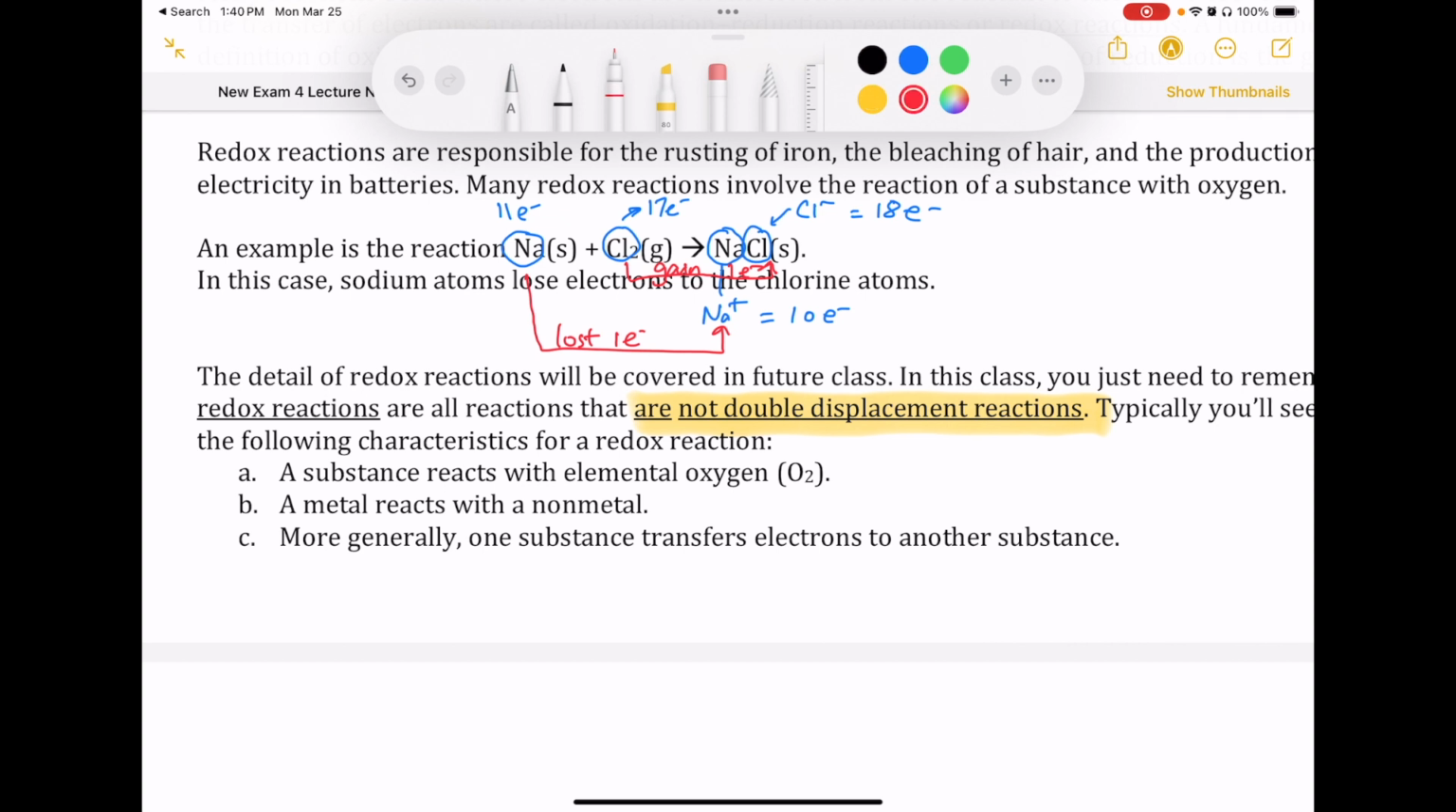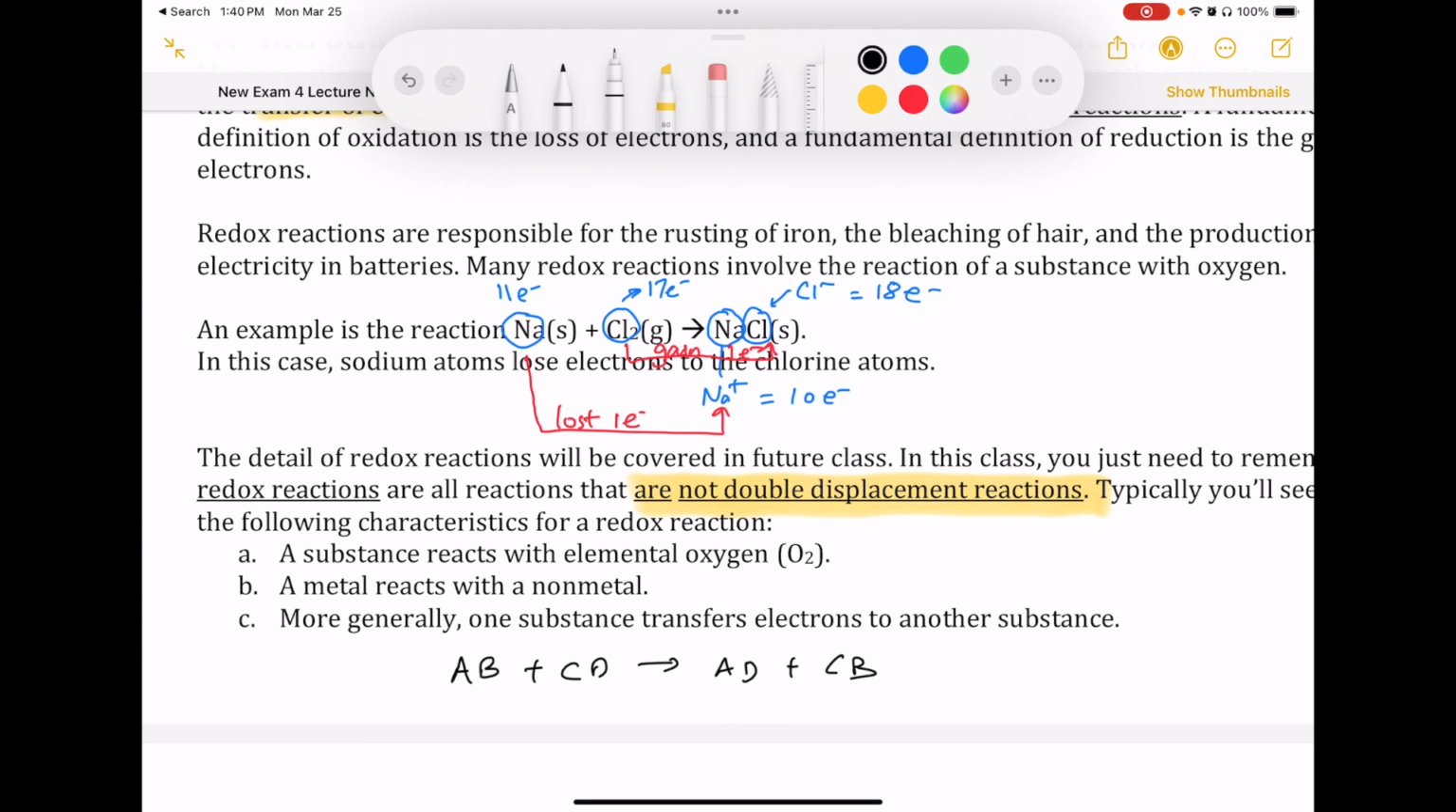Remember that double displacement reactions all have this pattern right here: AB plus CD goes to AD plus CB. So if the reaction doesn't look like that, then you know it's a redox reaction. Go back and look at that sodium, chlorine going to sodium chloride reaction. Sodium doesn't fit this pattern because this is supposed to be an ionic compound. Chlorine also doesn't fit the CD pattern, because again, we're not talking about an ionic compound. Sodium chloride is an ionic compound, but it's only one of them. We need two on this side for a double displacement reaction. So that pattern doesn't fit double displacement, and we would call it a redox reaction.